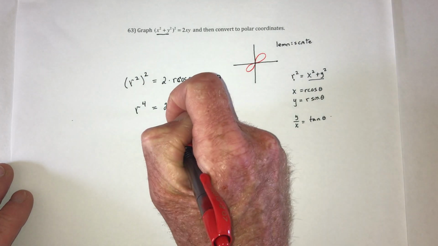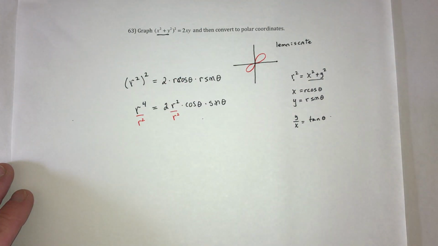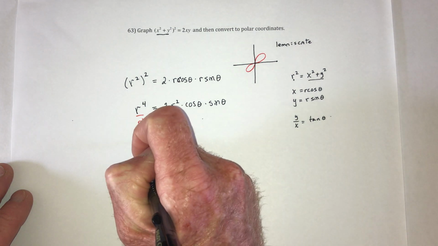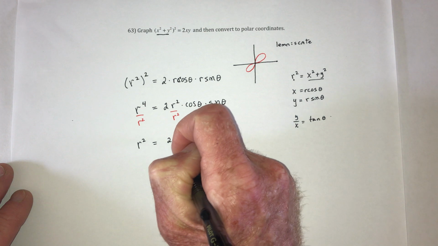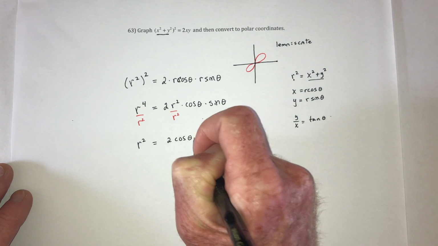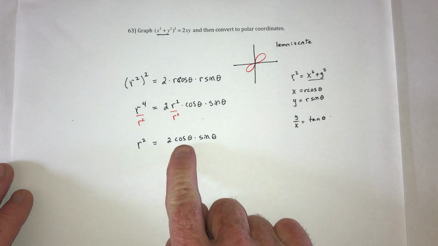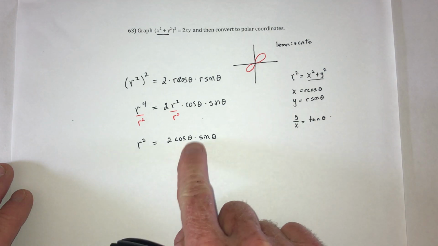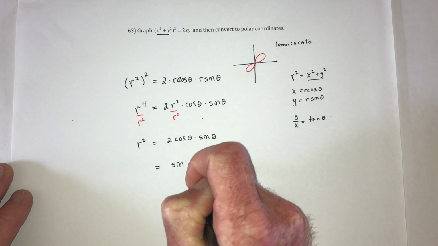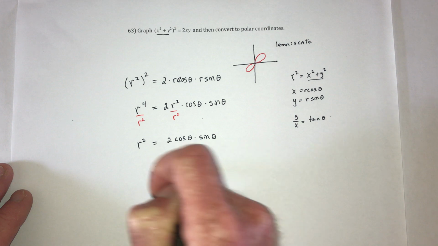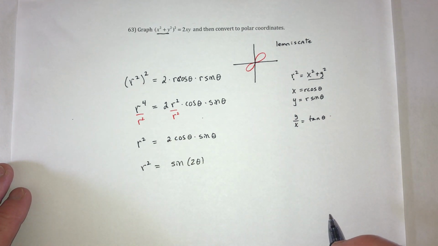And then I could simplify by dividing both sides by r squared. So that would leave r squared equals 2 cosine theta times sine theta. And then even this could be simplified because that's a trig identity for sine of 2 theta. So there we go. It's actually done.